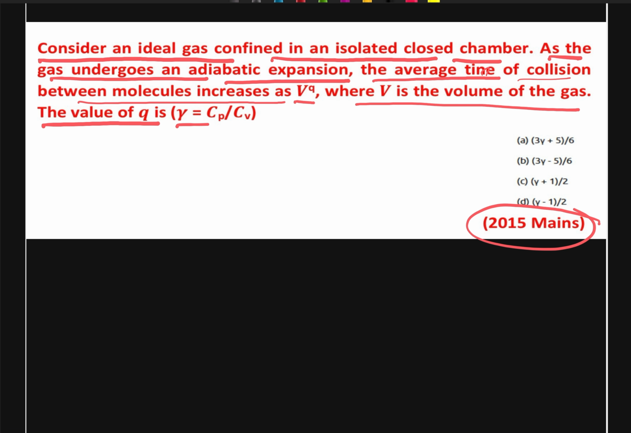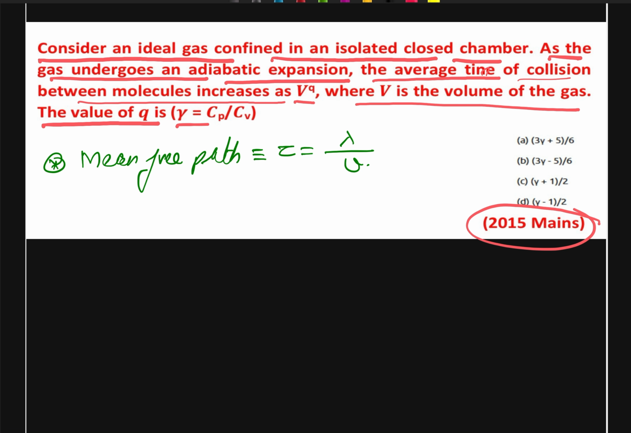Okay, and we are going to start with our basic formula for our mean free path, lambda. We can say our mean free path is given as tau is equal to lambda upon V, where V is the average velocity.